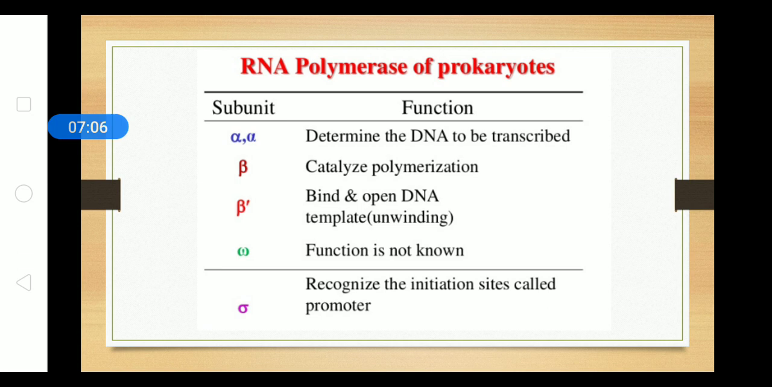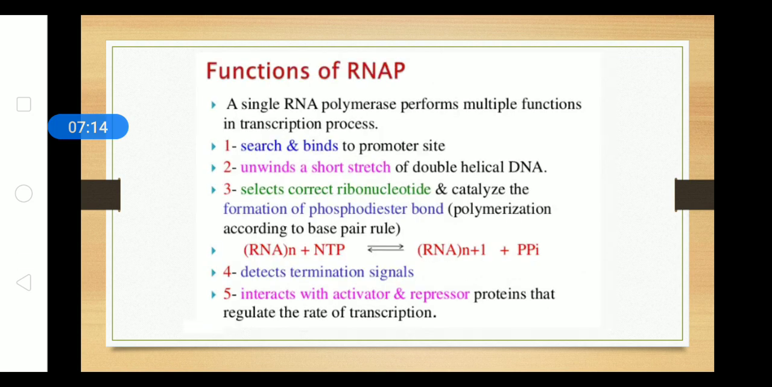So, the sigma recognizes the initiation site or the start codon, and from there it starts the process of transcription. Now, the functions of RNAP can be discussed. You can see it has 5 important functions, which are: search and bind to the promoter site, unwinding of the DNA, select correct ribonucleotide, detect the termination site, and interact with the activator and repressor.